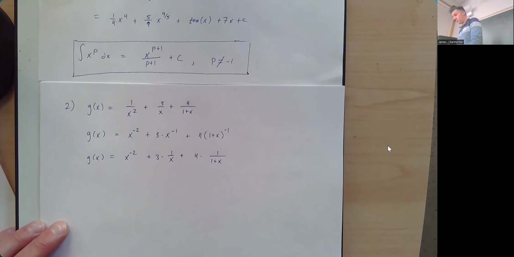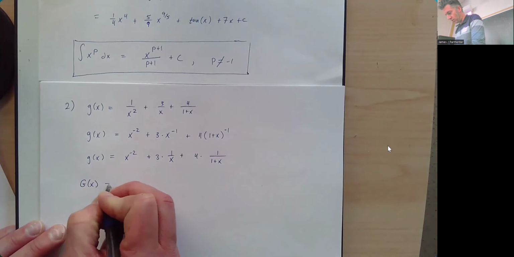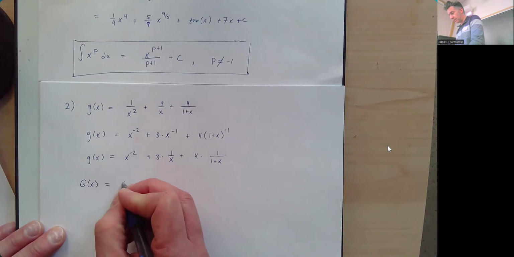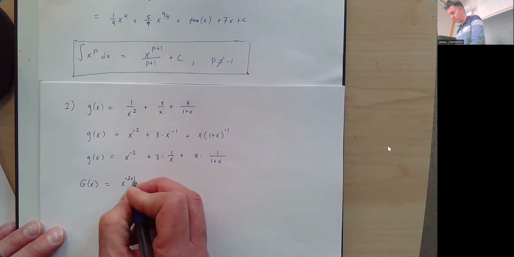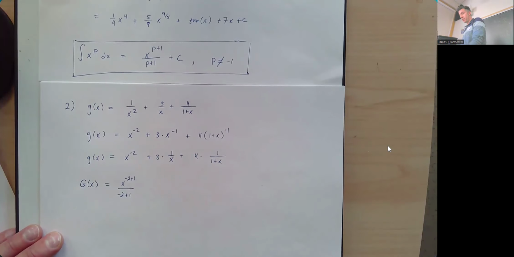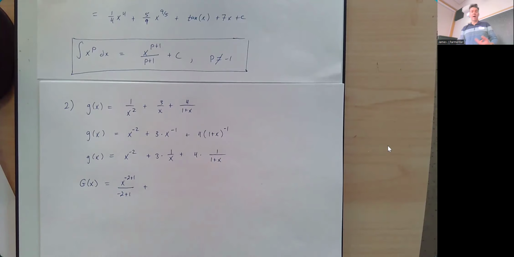And then to find the antiderivative capital G, here I am going to use the anti-power rule. I'm going to get x to the negative 2 plus 1 divided by negative 2 plus 1. Here, let's talk about constant multiples. Constant multiples, just like with derivatives, with antiderivatives also hang out.